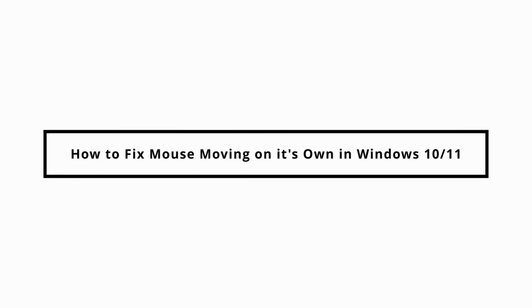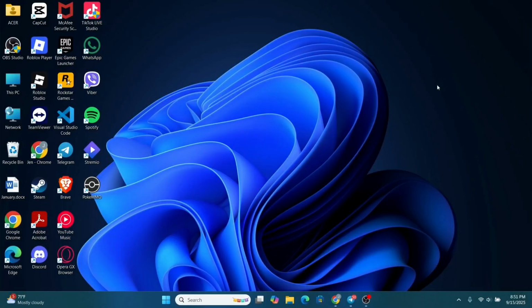If your mouse pointer is moving on its own in Windows, in today's video we are going to fix it. It may be caused by hardware, software or malware issues, so you can follow this step-by-step guide in order to fix it. The first thing we can do is update or reinstall the mouse drivers.